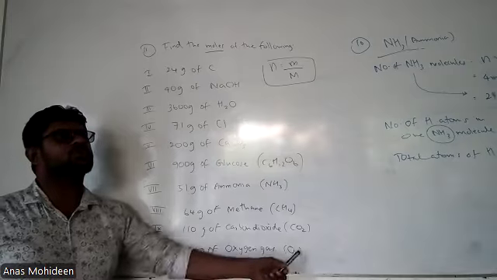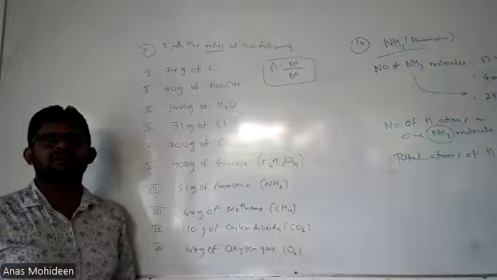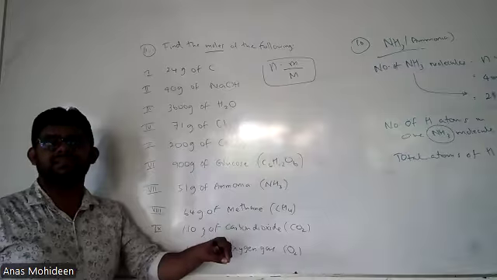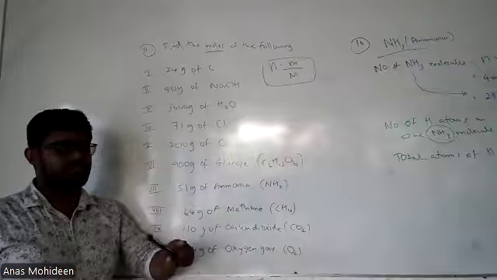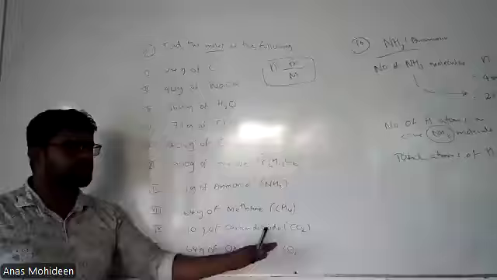Oxygen gas means O2. O2 means what is the molar mass? 16 or 32? Oxygen is 16, O2 is 32. So 64 you have to divide by 32. Is that clear? O2. Oxygen gas means you must know it's O2.